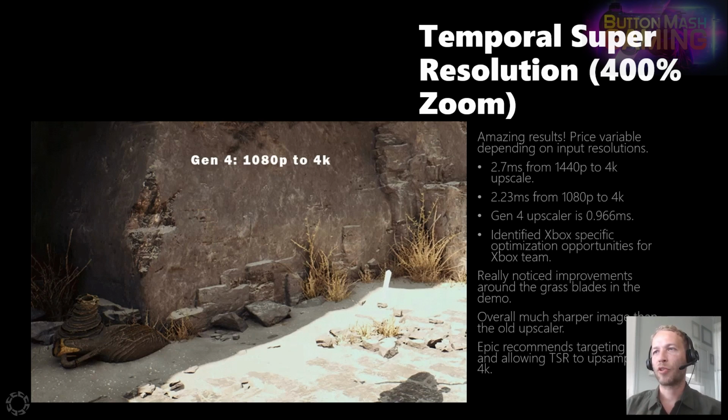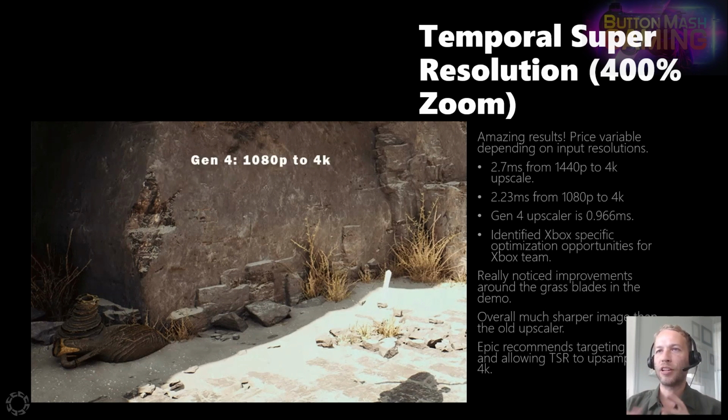You can see some of my performance numbers here, where 1440p to 4K was 2.7 milliseconds, and 1080p to 4K is 2.23 milliseconds. The Gen 4 upscaler was about a bit under a millisecond on a Series X. But we have identified some Xbox specific optimizations we can do here. I'm working with Epic on that.